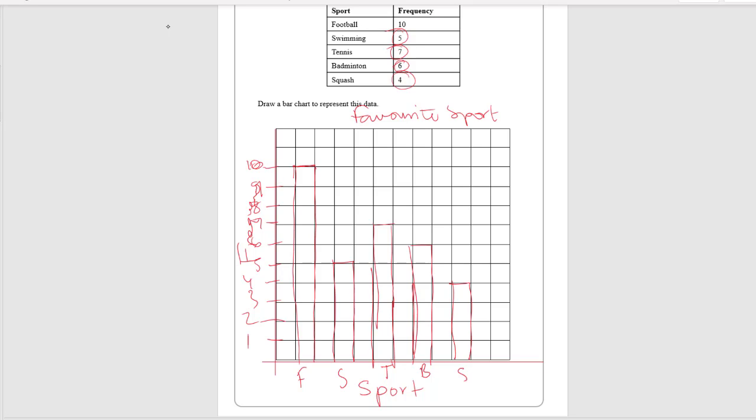And that's the worst bar chart ever. But anyway, you can do better than mine. Use pencil and ruler.